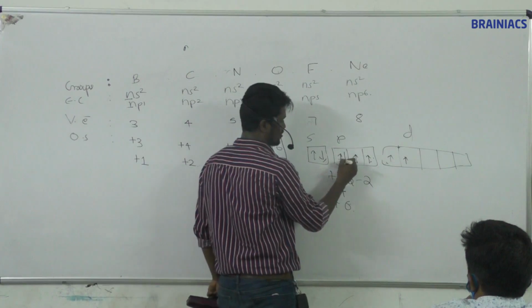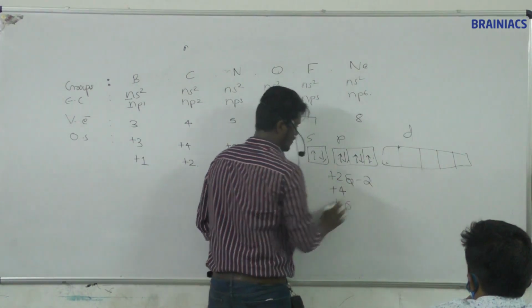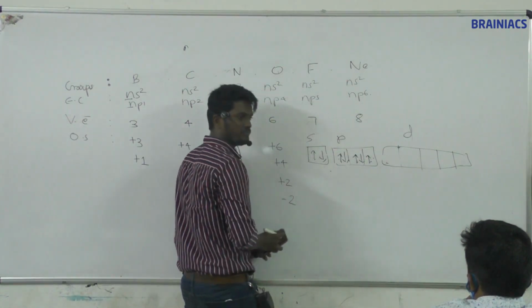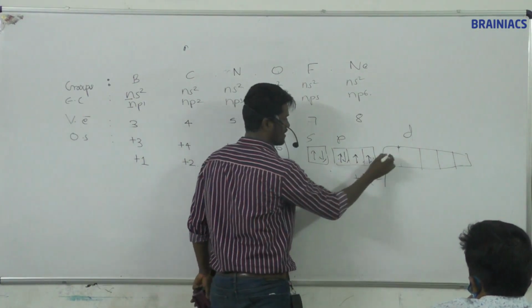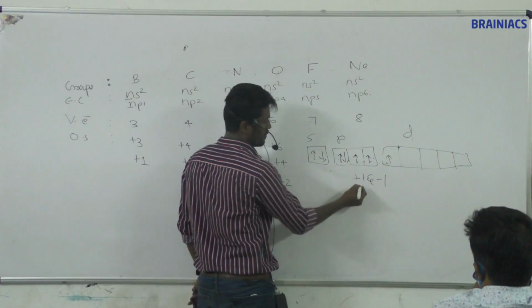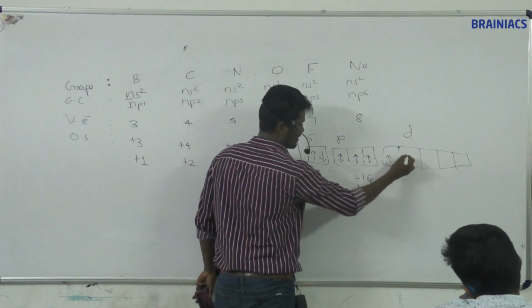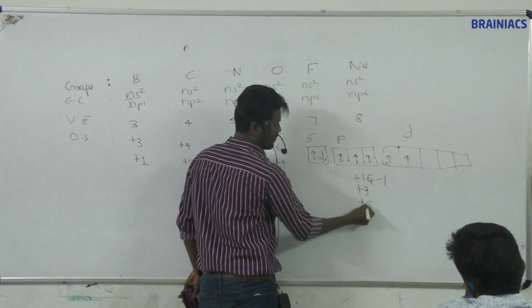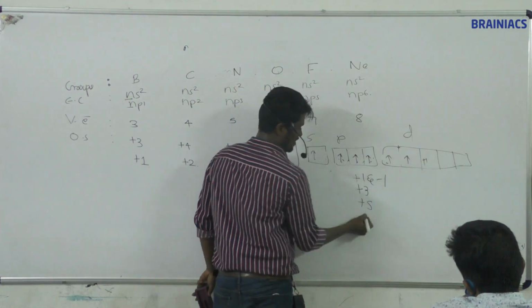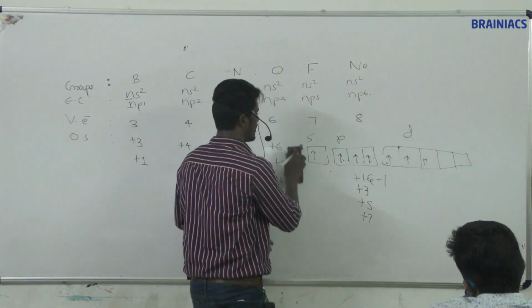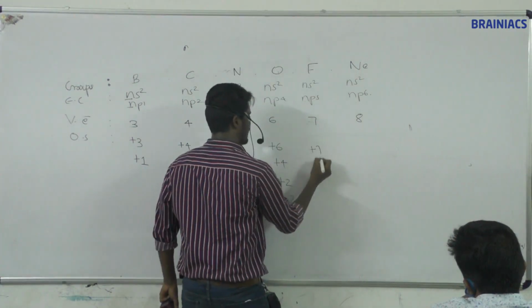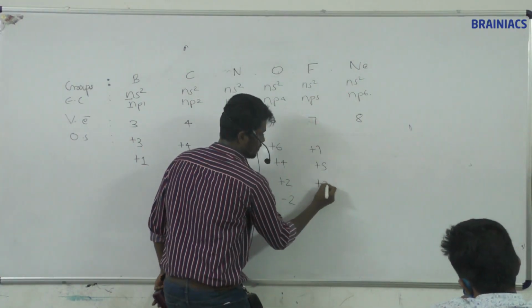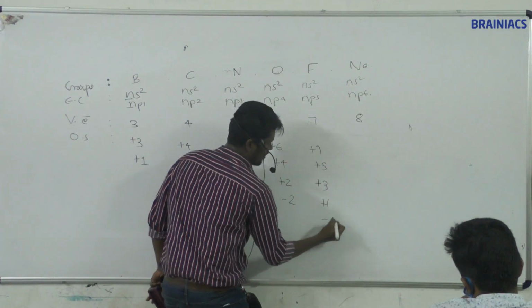Next, ns2 np5. What will the oxidation state be? Plus 1 and minus 1. Next, plus 3. Next, plus 5. Next, plus 7. So the common oxidation states are plus 7, plus 5, plus 3, plus 1 and minus 1.